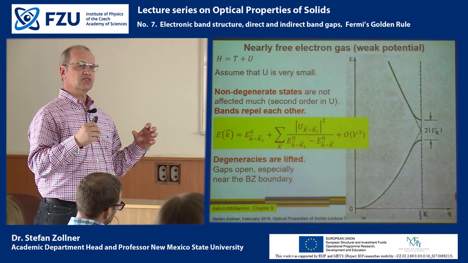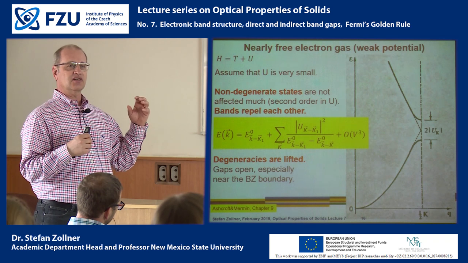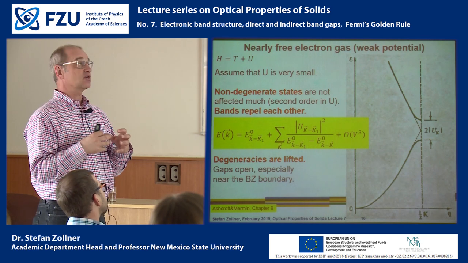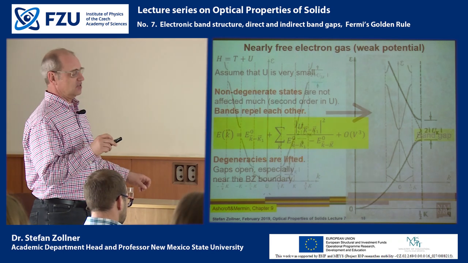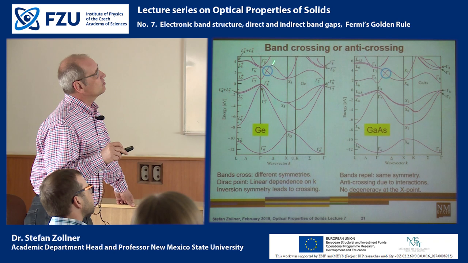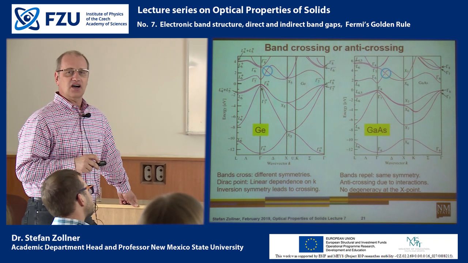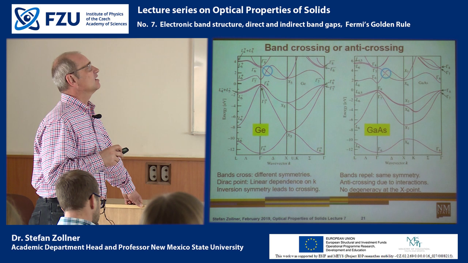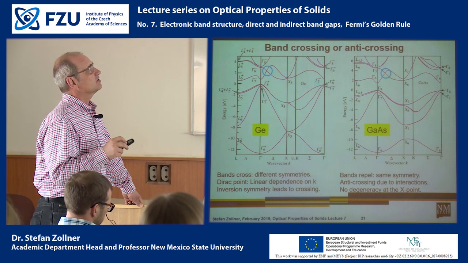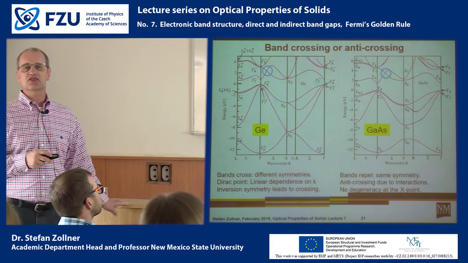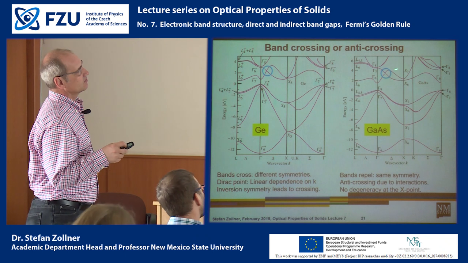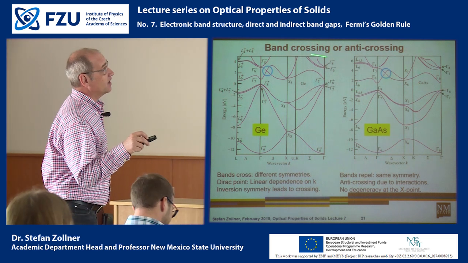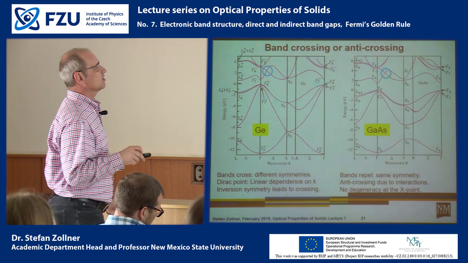So if you calculate an integral with an odd function multiplied by an even function, then that integral has to be zero. So here in germanium, one of these two states is odd and the other one is even, and therefore they cannot interact with each other and they cross rather than repel each other. So one is odd, one is even. For gallium arsenide, odd and even has no meaning because the crystal has no inversion symmetry. And therefore the bands repel each other for gallium arsenide while they cross each other for germanium.